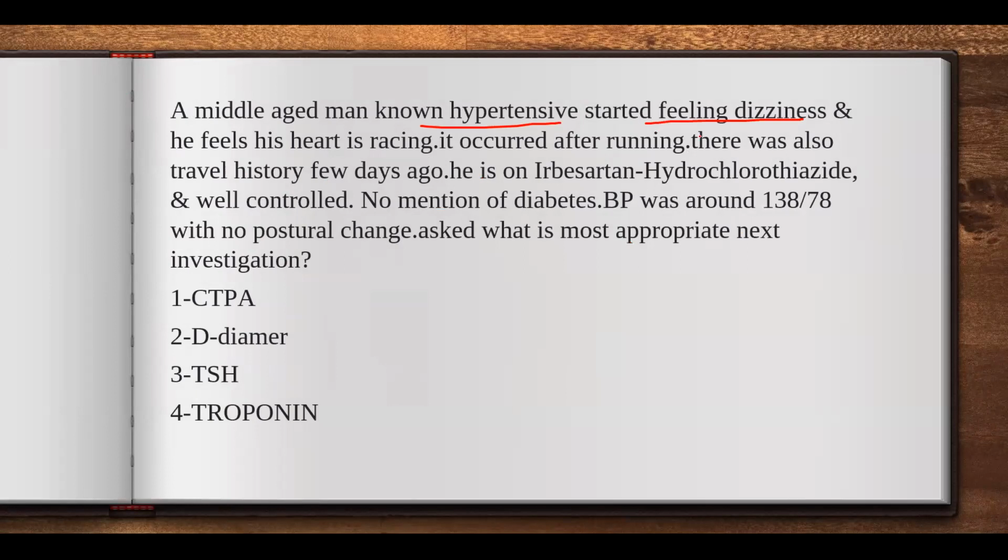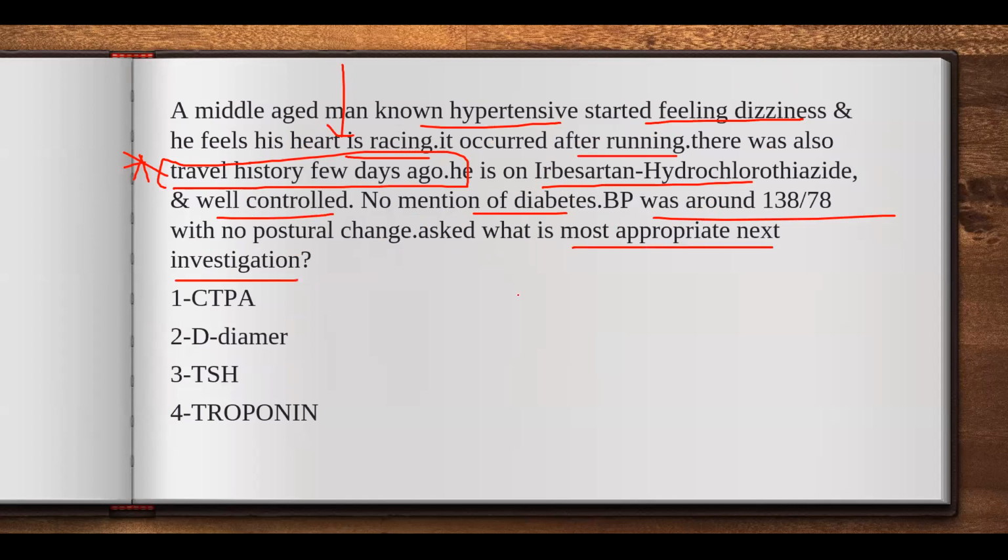A middle-aged man, known hypertensive, started feeling dizziness and he feels his heart is racing. It occurred after running. There was also a travel history a few days ago. Very important history, for someone who is having racing of the heart, palpitation, right, with dizziness. He is on irbesartan and hydrochlorothiazide and it's well controlled. No mention of diabetes. Blood pressure is all good with no postural change. What is the most appropriate next investigation?